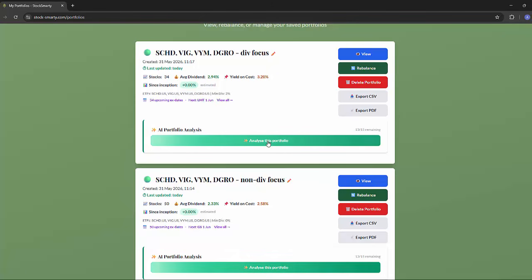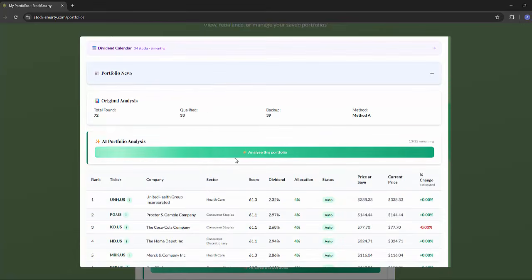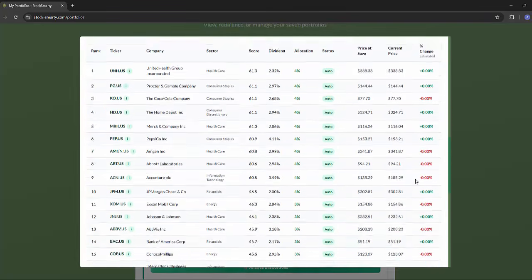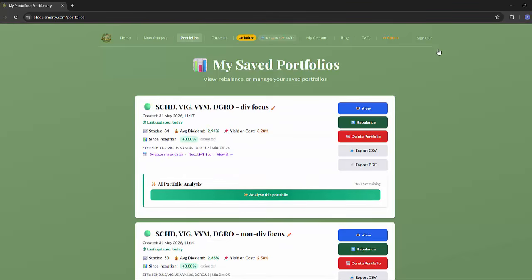And again, if I wanted to analyze this portfolio from an AI perspective, just like I did before, I can click on the AI button here, or again, I can go into view, scroll down, and use my analysis portfolio button. And the table, as before, just reflects what we saw on the previous tab. It does show a price at save and a current price, so if there was any movement in the market, you can check the price today against what you saved it as, and that's what really drives the since inception percentage plus-minus on the face card.